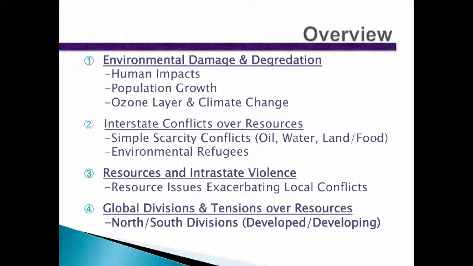From there, we'll look at potential sources of conflict linked to environment and resource scarcity at the intrastate or internal level within states, and look at how some of these issues have either exacerbated some existing conflicts within states or might even be creating the potential for new conflicts within states themselves. And then last but not least, we will take a broader global look at international conflict linked to the environment and resource scarcity, looking at some of the growing tensions and divisions between the so-called global north of developed states and the global south made up of many of the developing states around the world.